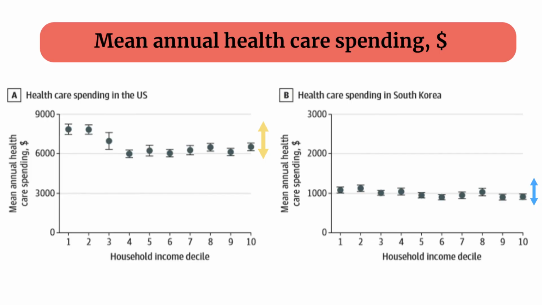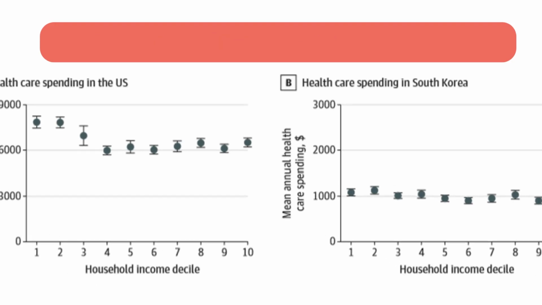The next graph is the mean annual healthcare spending in dollar amount. We see the very big difference between the US and South Korea healthcare spending. The US spends between $6,000 to $9,000 annually per person, while South Korea spends between $900 to $1,000 annually per person.